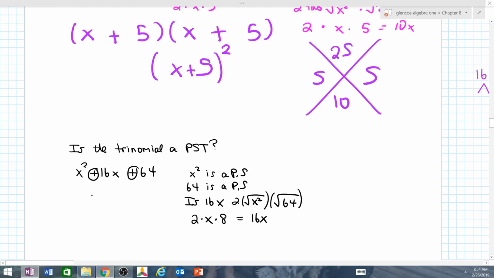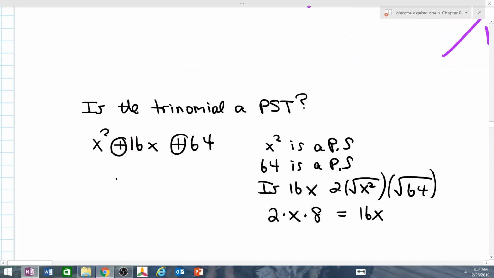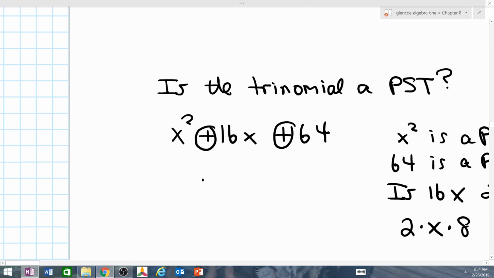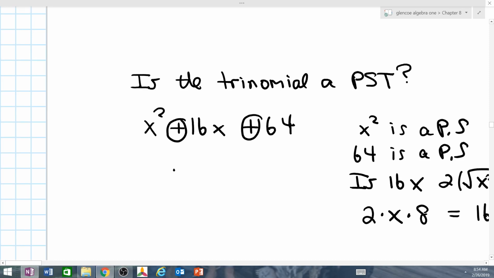Is this trinomial a perfect square trinomial? X squared plus 16x plus 64. Is it a perfect square trinomial? Is the first term a perfect square? Yes. Is the third term a perfect square? Yes. Is the middle term 2 times the square root of the first times the square root of the third? Yes. Good. Who can factor it for me? What would my answer be? Let's go. Anybody? Tell me. X plus 8 quantity squared.